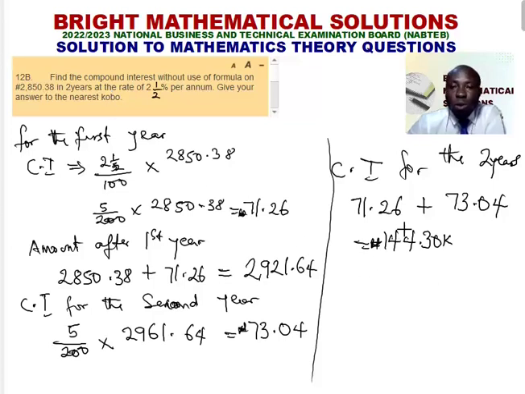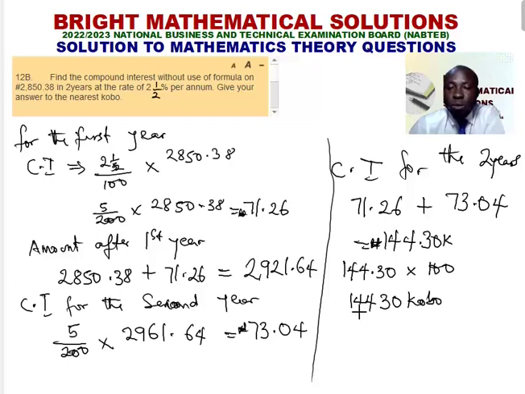kobo, so we convert the entire naira into kobo, and 100 kobo makes a naira. That would now be 144.30 multiplied by 100. So this will give us 14,430 kobo.